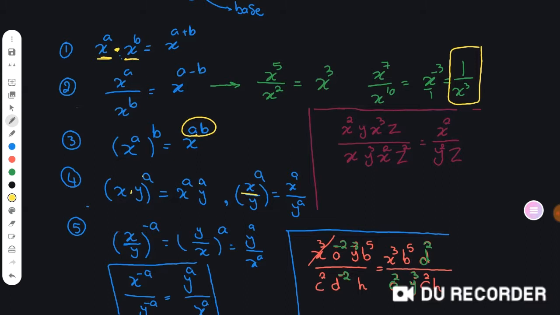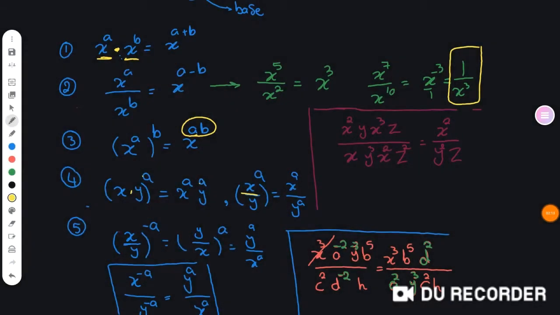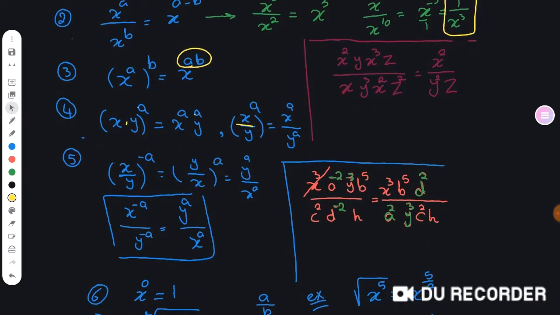Number 5, if we have a negative power, we can take the reciprocal of the fraction and make it a positive power. For example, if we have x power negative a over y power negative a, we can change the place of the numerator to be the denominator with a positive power, which is a, not negative a, and the same with y.